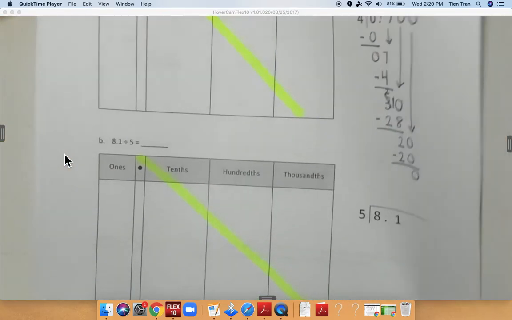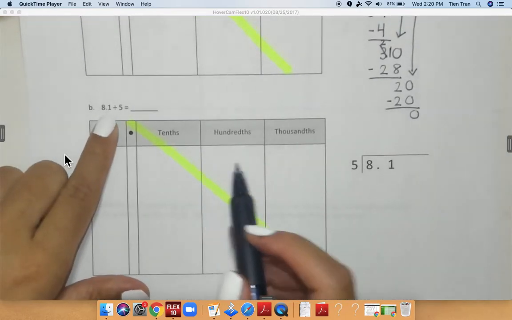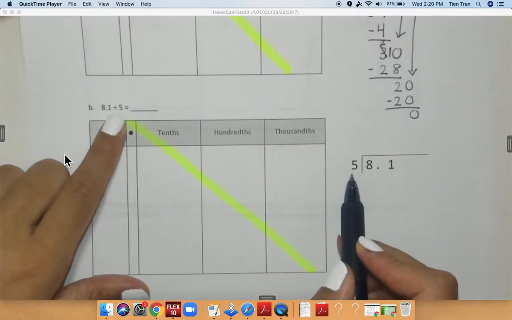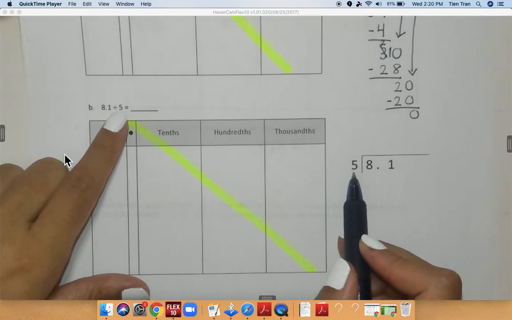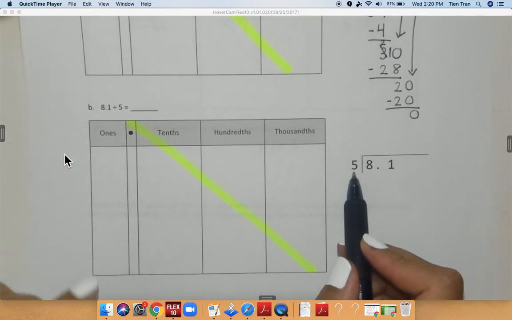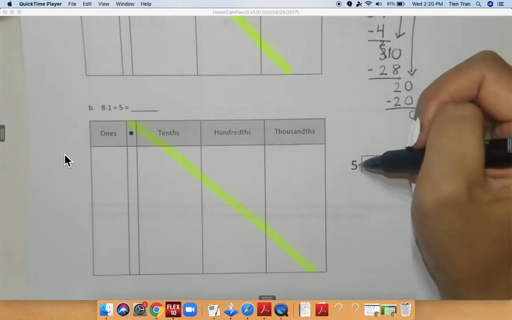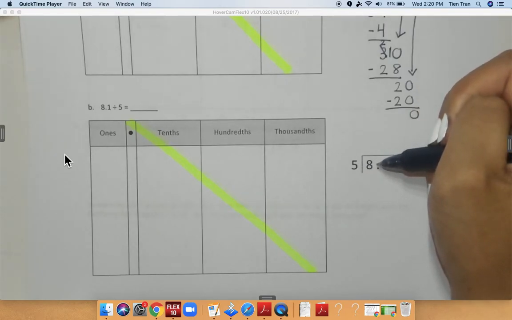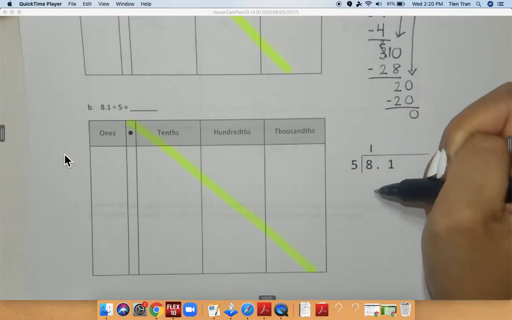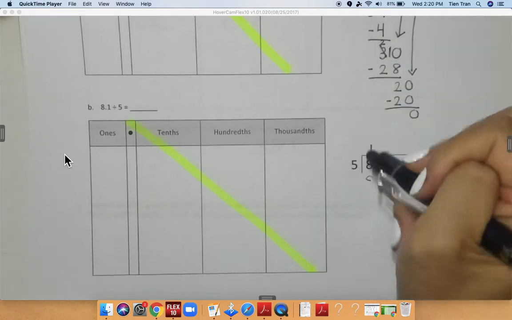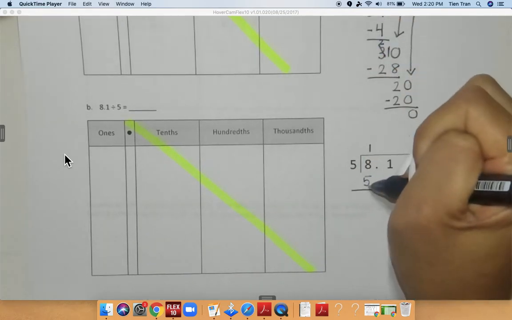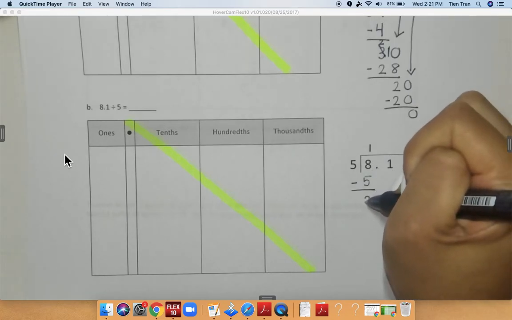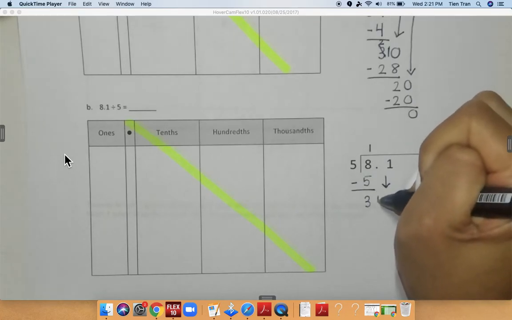For the next problem, we have 8 and 1/10 divided by 5. And notice the first number is going to be your dividend, which is the number that goes inside. And the second number is the number that goes outside. It is called your divisor. So I need to figure out how many times can 5 go into 8. 5 can go into 8 one time. So 1 times 5 is equal to 5. 8 minus 5 is equal to 3, and bring down my 1.